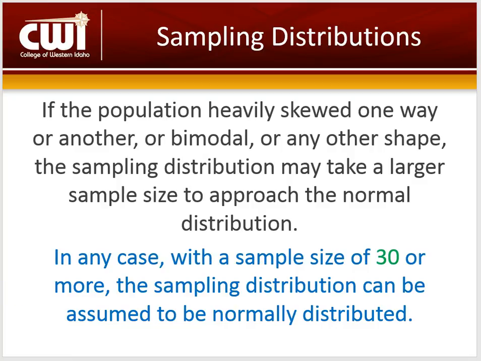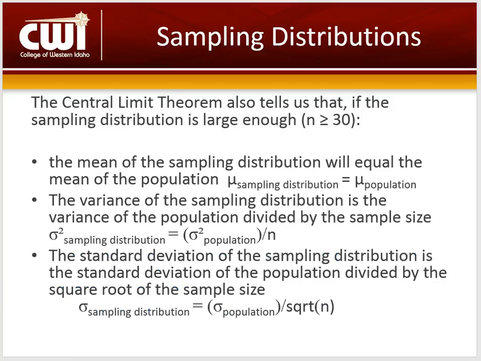The central limit theorem also tells us more about the sampling distribution. We know that the mean of the sampling distribution will be always the same as the mean of the population. If the sample size is greater than or equal to 30, the variance of the sampling distribution will be the variance of the population divided by the sample size. That leads to the standard deviation. The standard deviation of the sampling distribution is equal to the standard deviation of the population divided by the square root of the sample size.